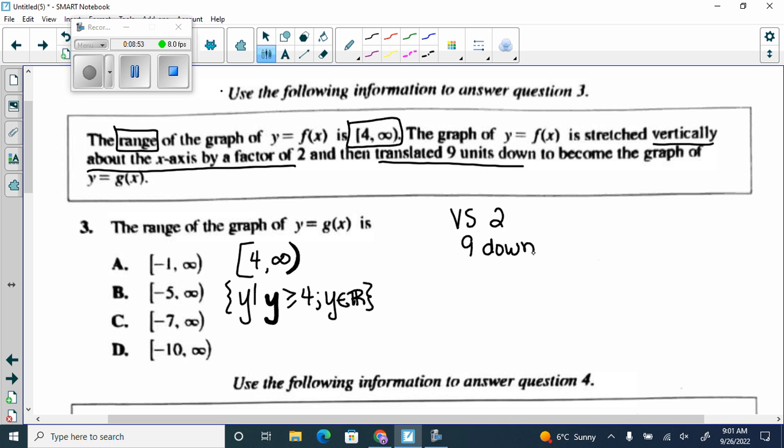They should have thrown in here like a horizontal something. Like even a reflection in the y-axis would have made this harder, right? Because if it was a reflection in the y-axis, some people would apply it to this when it doesn't actually get applied to this. It would apply to your domain.